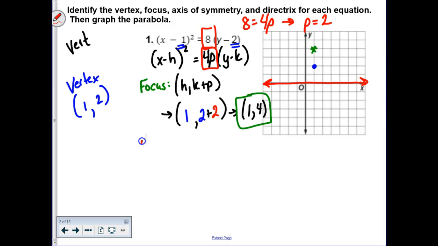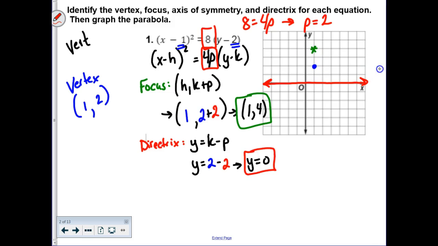Directrix line, that's another calculation for you, although we do already have it graphed. The directrix line formula for a vertical parabola is y equals k minus p. So for you guys, that would be 2 minus 2, which is why we graphed a directrix line at y equals 0. Everything we graphed from the visualization, I confirmed with my formula. That's a good way to approach it on your test, to double check ourselves.